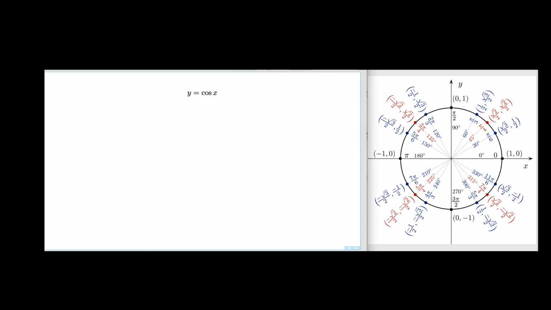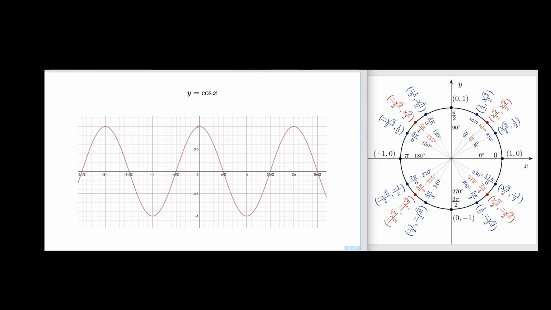So let's think about how we graph the function y equals cosine of x. This is a function that you should know how to graph, but let's review how we obtain the graph from our unit circle. Remember, cosine means the x coordinate on our unit circle. So when x is equal to 0, what is the cosine of 0? Well, we find the angle 0 on our unit circle. The x coordinate is 1, so that gives us the point (0, 1) on the graph of our function.